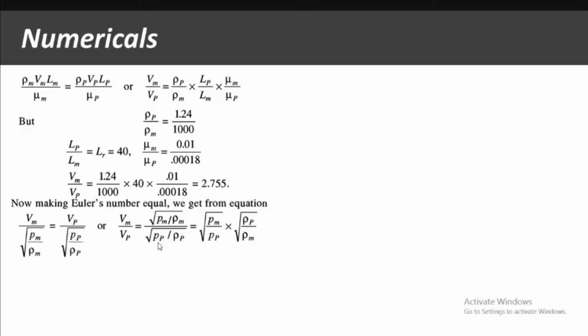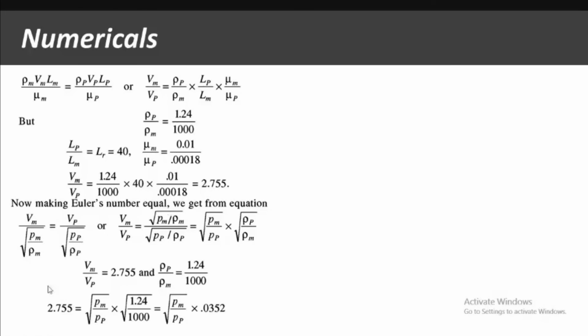Okay, so this pressure ratio becomes Pm by Pp, under root of Pm by Pp, and since this is in the denominator, its inverse will be taken. So it is rho p by rho m, the density ratio. The densities are already given, and the velocity ratio you found above. It is 2.755. So Vm by Vp is 2.755 and rho p by rho m, rho p is 1.24 and rho m is 1000. So putting these values, 2.755 equals under root of Pm by Pp into under root of 1.24 divided by 1000. After solving this on calc it comes out to be 0.0352.